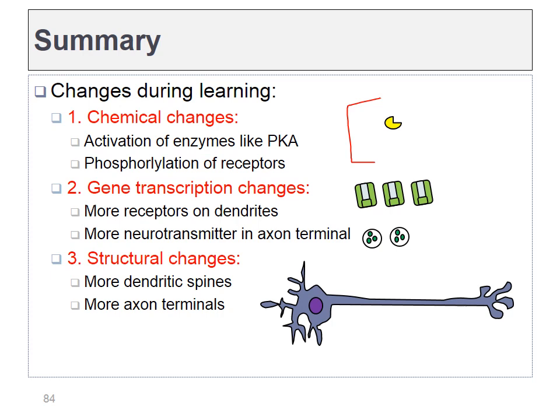Still, this is not what we would consider a permanent memory, as proteins do not last forever. A much more permanent memory involves structural changes to neurons. An increase in dendritic spines and axon terminals can be visualized during permanent memory formation.